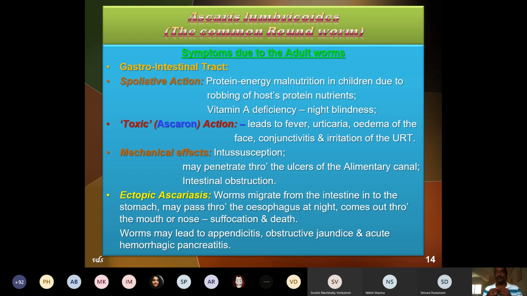Now, the parasites may even come out from the nose or the mouth, or may even enter the respiratory tract. But at the same time, the larval forms or the adult worms may even block the biliary passage, or they may infect the pancreas, giving rise to hemorrhagic pancreatitis, or they may block the biliary passage, leading to obstructive jaundice. So these are some of the important clinical manifestations seen in extensively infected ascariasis, which is called ectopic ascariasis.